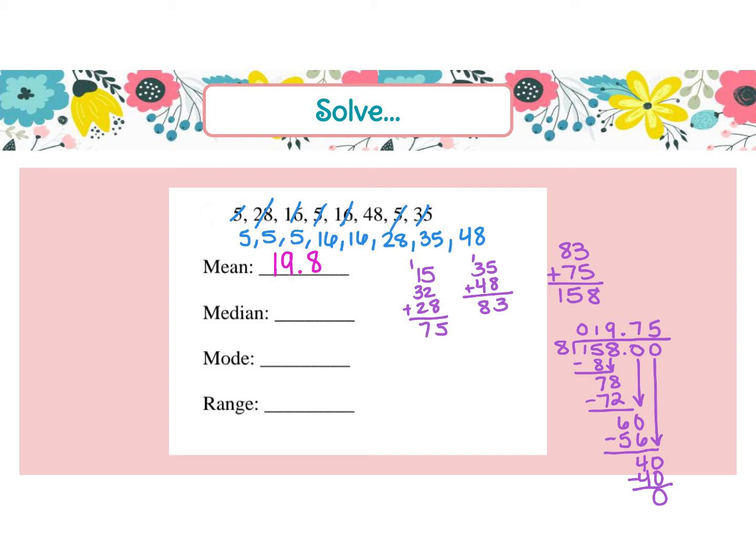Next, we will solve for the median. To find the median, I need to look for the number that's in the middle of my data set. Since there are 8 numbers in my data set, there will be 2 numbers in the middle, 16 and 16. Since both of these numbers are the same, we do not need to add them together and divide by 2 to solve for the median. Our median is 16.